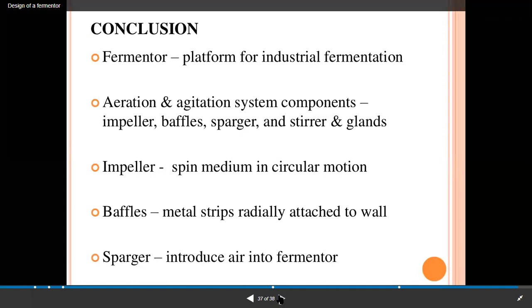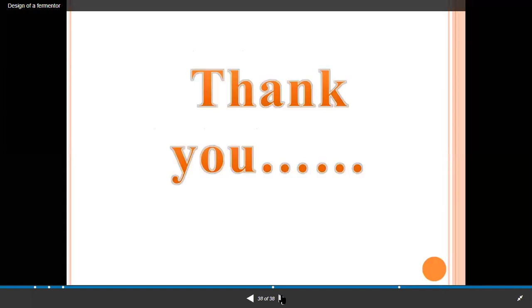Aeration and agitation system components: impellers, baffles, spargers, stirrers, and glands. All these we have to incorporate into the design of the fermenter. Then impeller, spins the medium in circular motion; baffles, metal strips radially attached to the wall; spargers induce air into the fermenter medium. For proper aeration, we use the sparger. Okay, this is about the overall concepts of our fermenter.